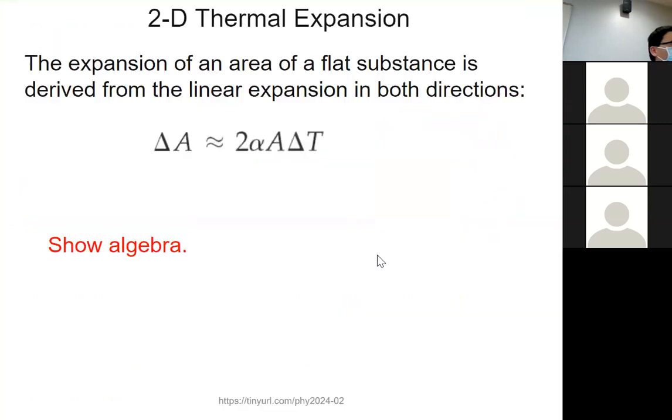Let's take a look at an example of two-dimensional expansion here. It turns out that the change in the area, because now you have two-dimensional expansion, so you are focusing on the areal expansion here. The change in area is approximately equal to twice alpha, which is the coefficient of linear expansion, or one-dimensional expansion, times the original area of the material times delta T, the change in temperature. Okay, so let me show you the algebra of this.